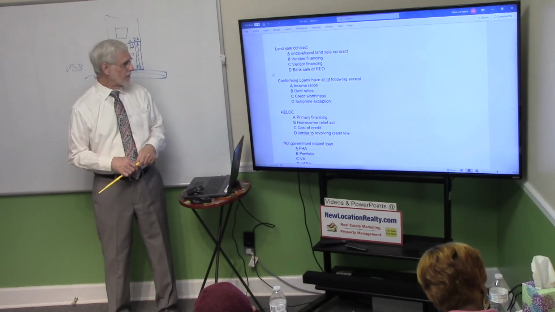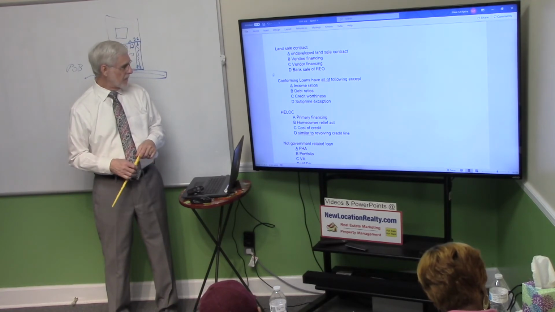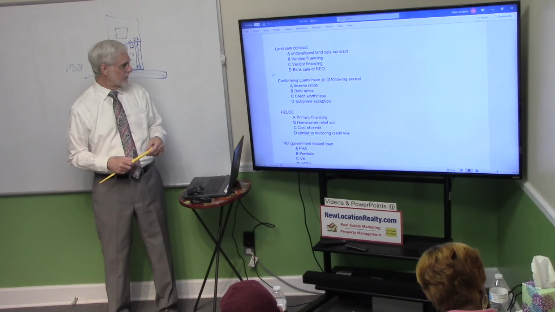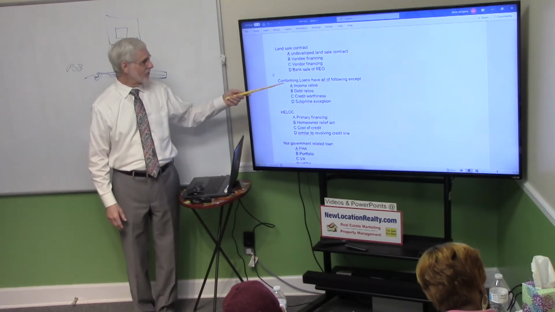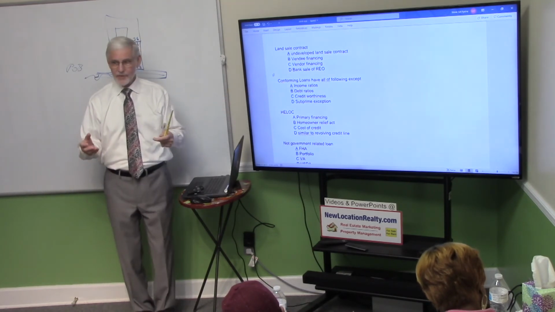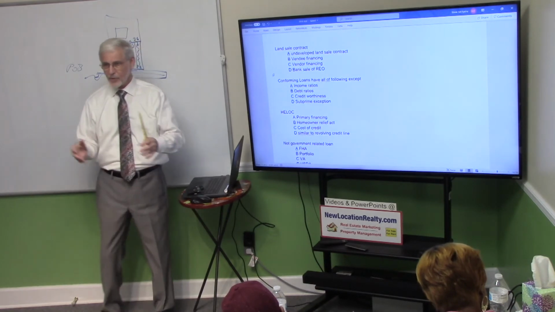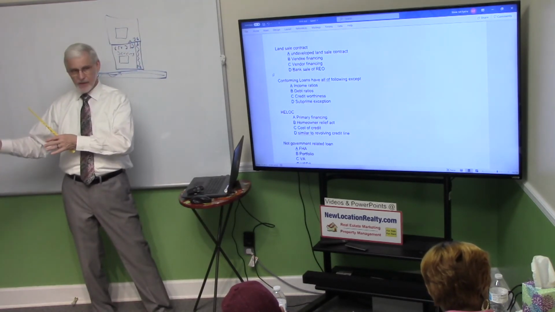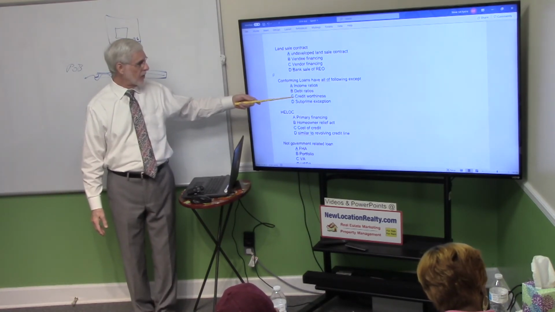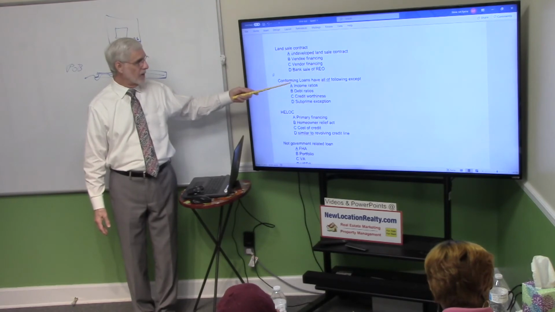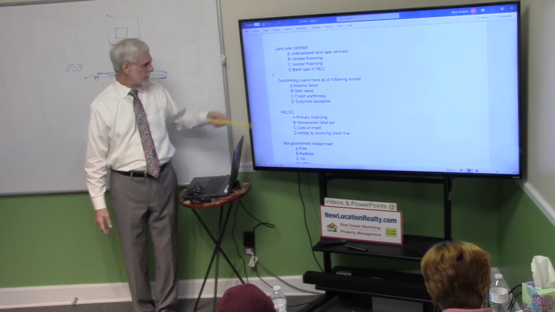Conforming loans have all of the following except... Subprime exception? I don't know what that is. Conforming means that the loan is written to conform to the standards that can be sold into the secondary market. Fannie Mae, Freddie Mac will buy it. And if the income ratios, debt ratios, or credit worthiness don't conform, they can't sell it in the secondary market.